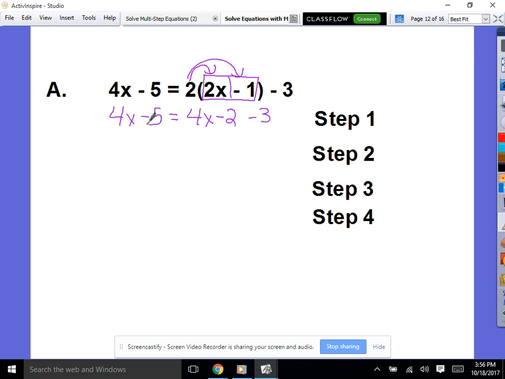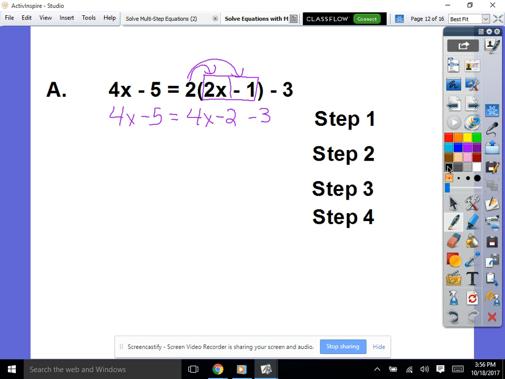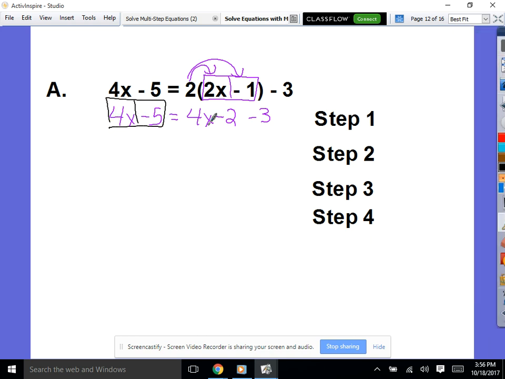I'm going to box in my terms again. Draw the line in front of the sign. On the left side, we have a variable and a constant, so no like terms. Right side, we have variable, constant, constant. So we can put our constants together. Negative 2 minus 3 is negative 5. The 4x comes straight down. And as you can see, 4x minus 5 equals 4x minus 5.